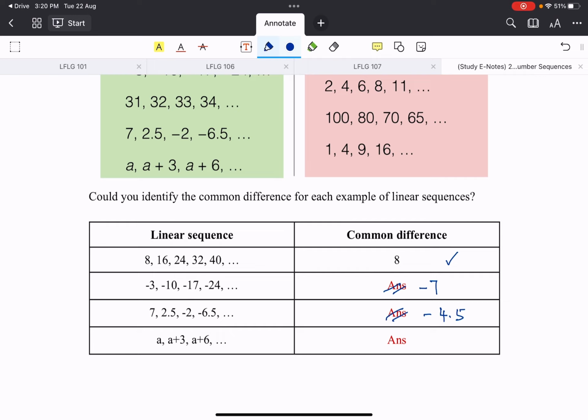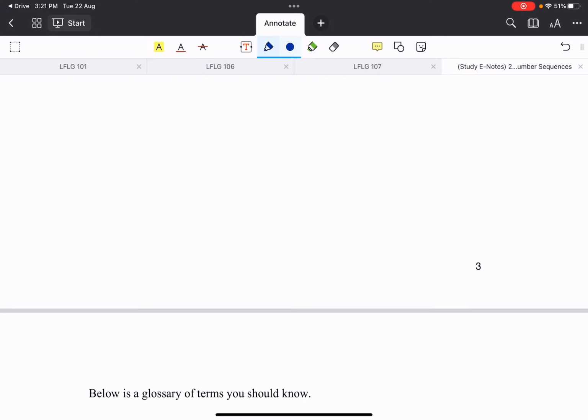Can it be in terms of algebraic style? Yes, A, then A plus 3, then A plus 6. Basically, from one term to another term, we add 3. So over here, the common difference is 3. So far, so good, I hope. Right? So that's the first thing we do. When we want to figure out a linear sequence, the first thing that we try to identify is the common difference. Let's move on then.